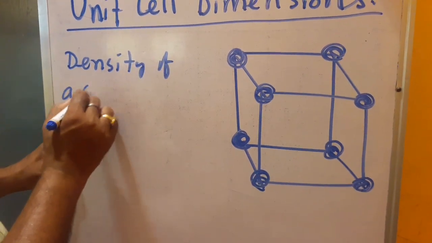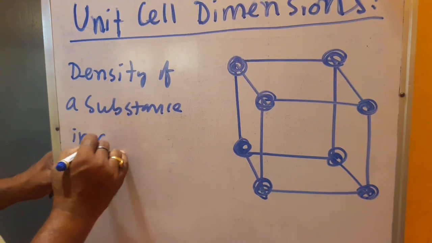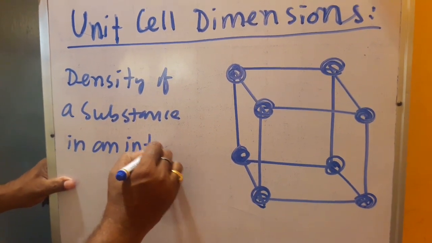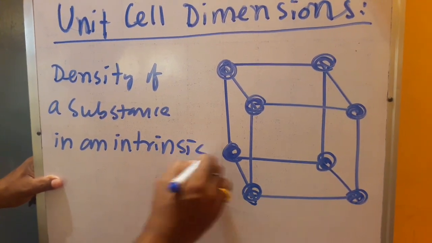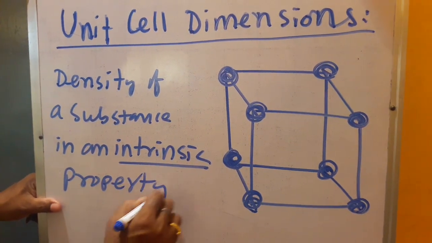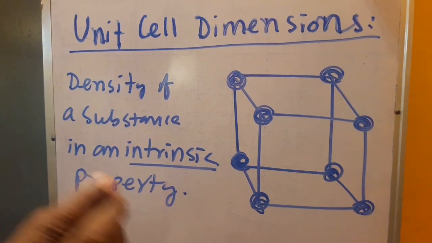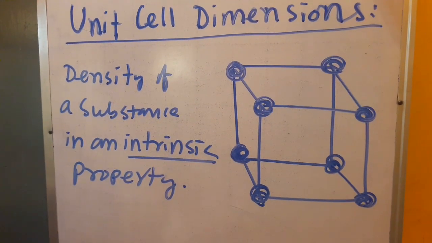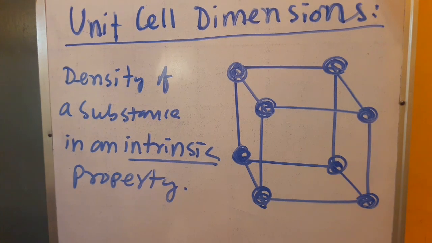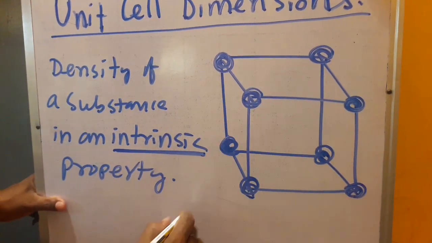Now, you know density of a substance is an intrinsic property. That means it doesn't depend upon the size of the substance. It is constant whether the substance is of small amount or large amount. Now, if this is so, then density of unit cell is equal to density of the solid.